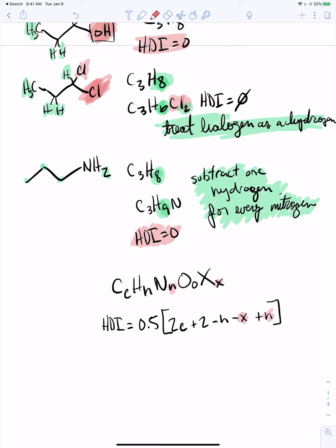X would be the number of halogens. H would be the number of hydrogens. C would be your number of carbons. This 2 right here accounts for the 2n plus 2 inside of the original formula. If you play around with this for a little while, you can deduce this formula naturally. But you're basically doing the same thing that we saw earlier.